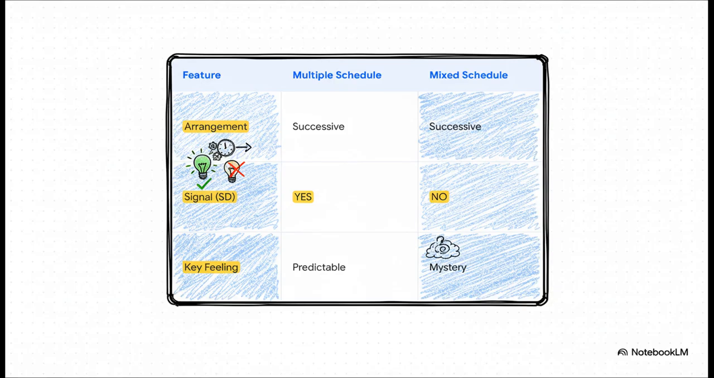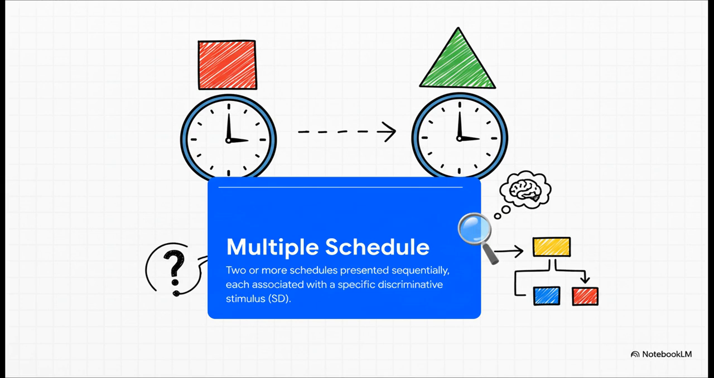They're both successive, the schedules alternate, they take turns. But in a multiple schedule, there is a clear signal, an SD, telling you, hey, the game has changed. In a mixed schedule, that signal is gone. So for the learner, one feels predictable while the other is a total mystery. So let's focus on the multiple schedule first. The absolute key here is that each component schedule is basically announced by its own distinct signal.